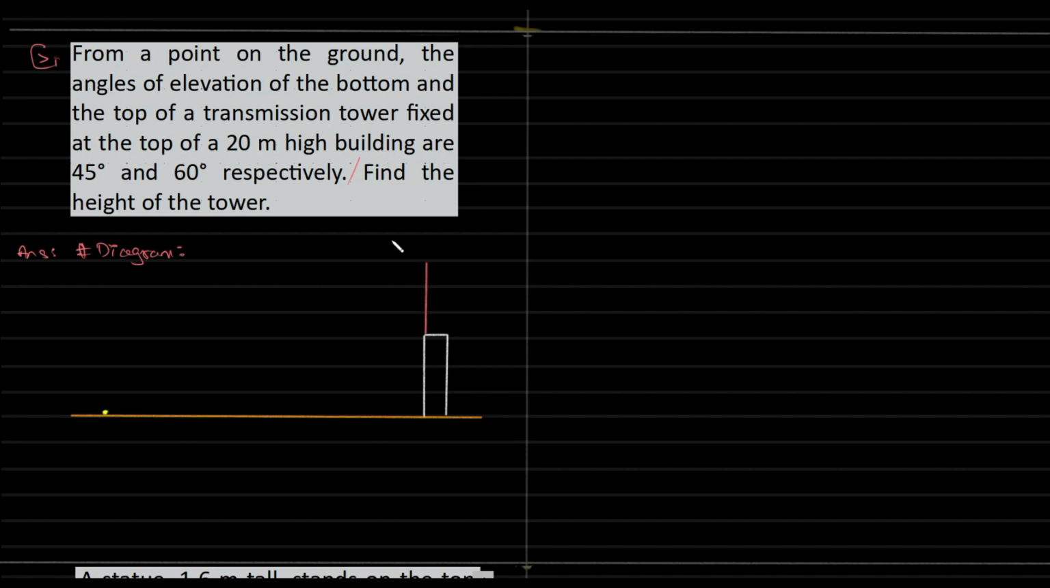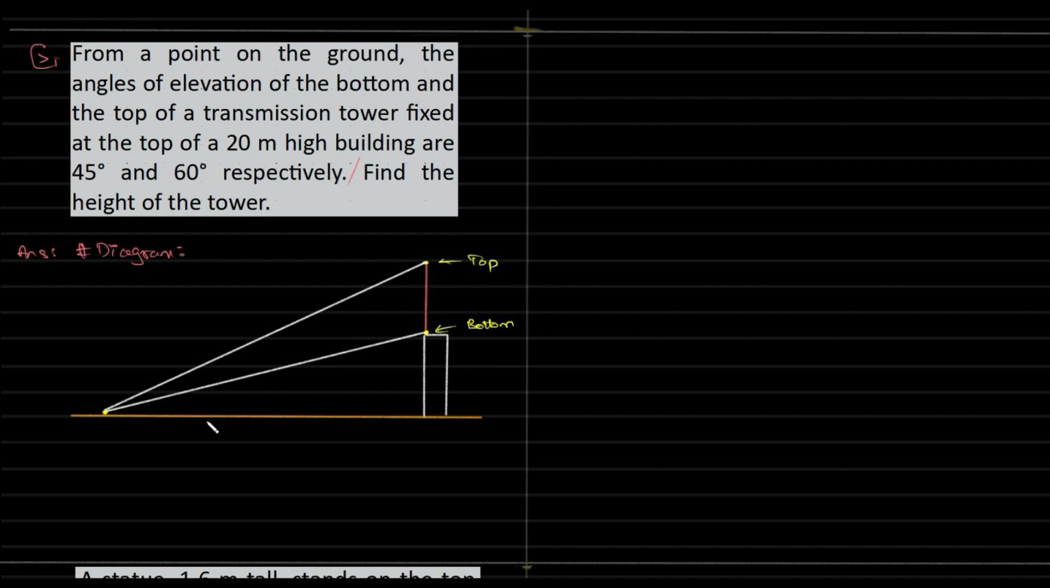So always the structure first, and where we are seeing from and what we are seeing. From the point on the ground, the angle of elevation: we are looking up at the bottom and top of the transmission tower. It's your bottom and this is your top. Fixed at the top of a 20-meter high building, we'll mark that later. First, let us mark the line of sight. This is the first one and this is the second one. That's your line of sight.